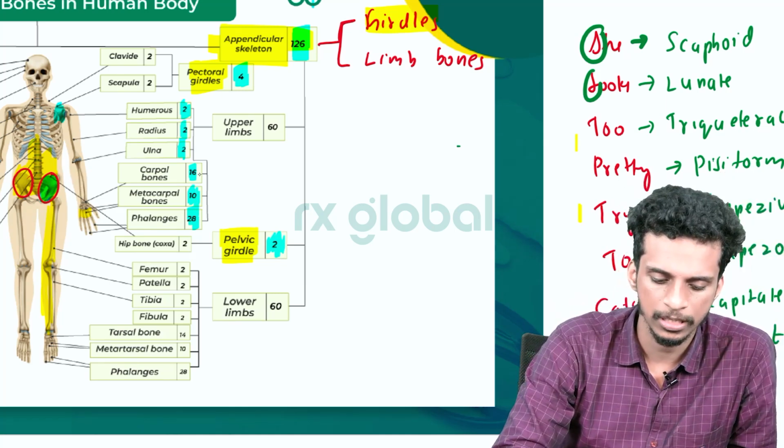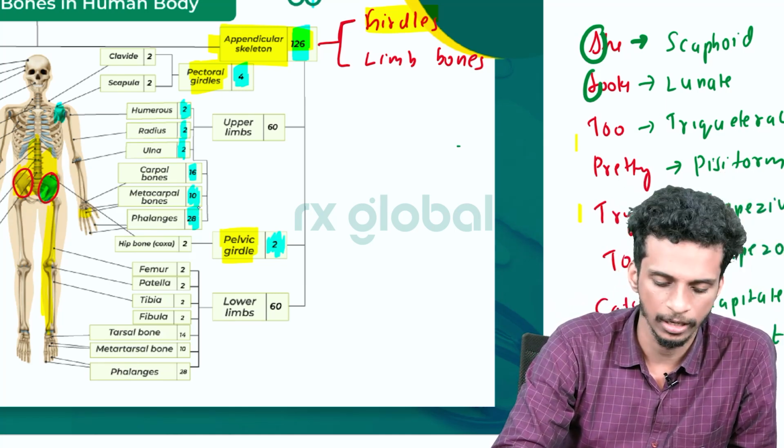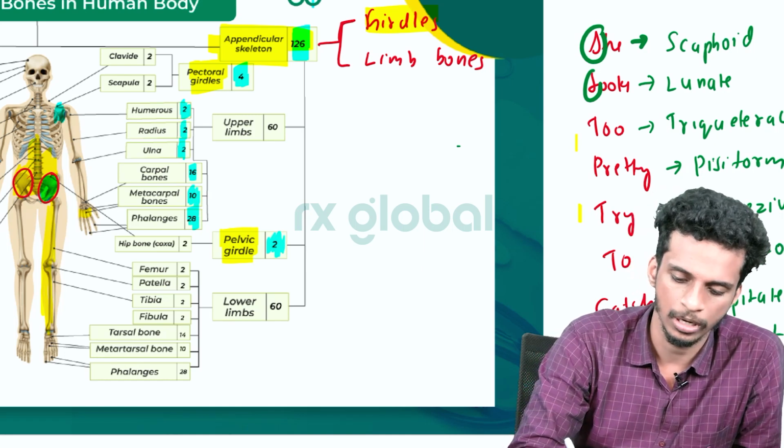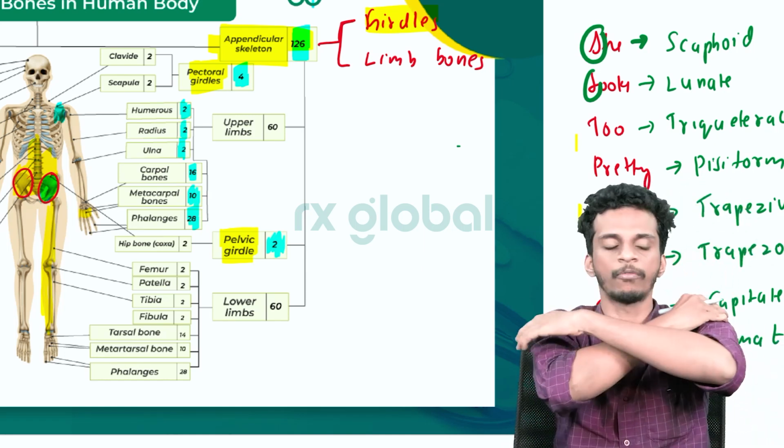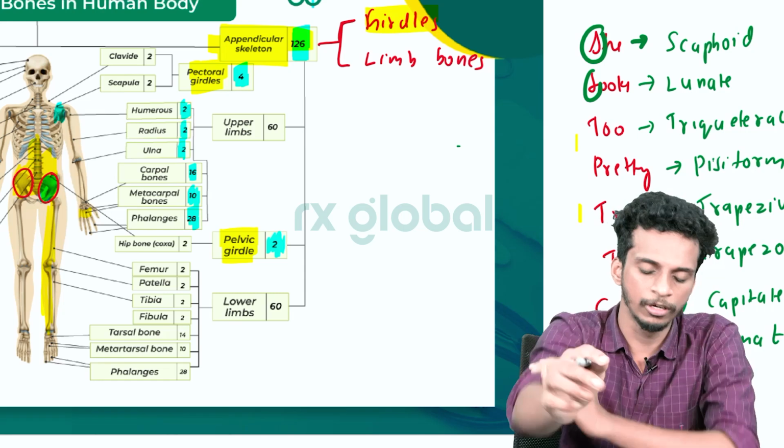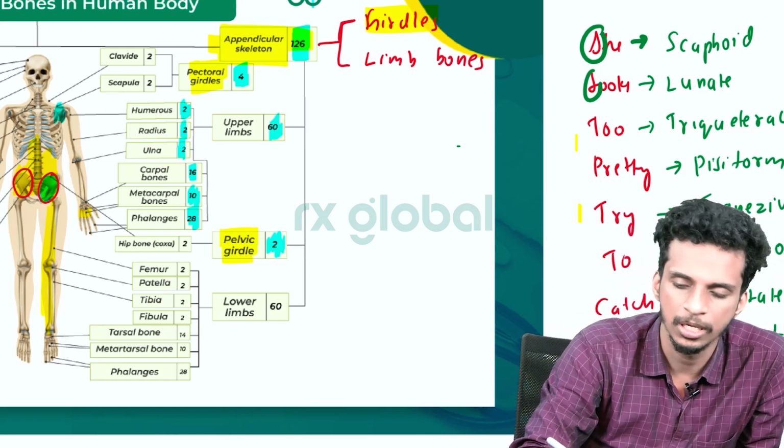2 plus 2 plus 2, 6. 6 plus 16, 22. 22 plus 10, 32. 32 plus 28, 60. So in the upper limb, for one side I will have 30 bones and the other side I will have 30 bones, so in total I am going to have 60 bones.